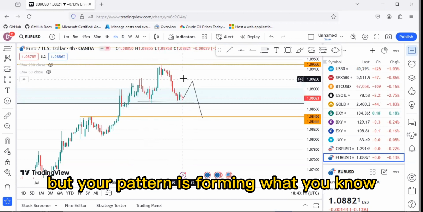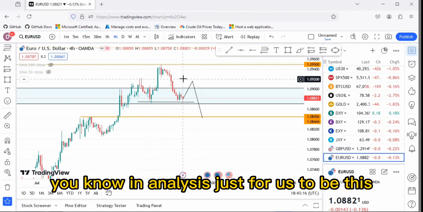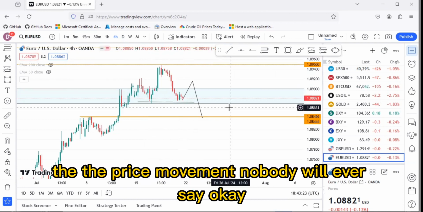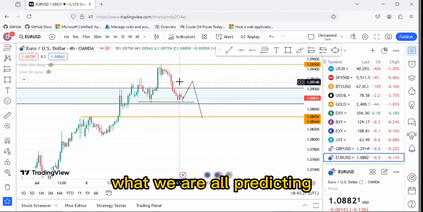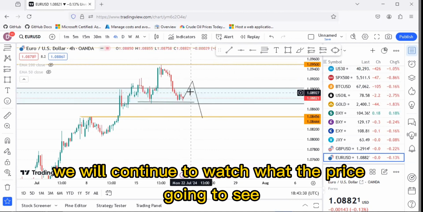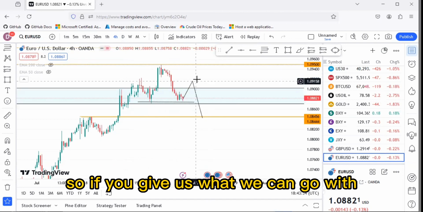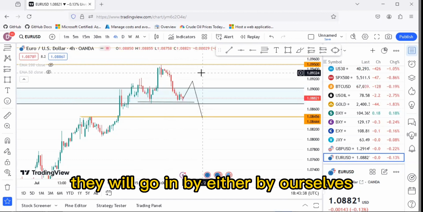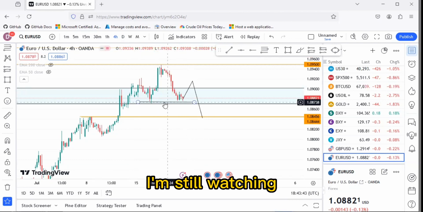I would like to let you know that what we are doing in analysis is just to predict what will happen, the price movement. Nobody will ever say, okay, this will actually happen, but we are all predicting. So we'll continue to watch what the price is going to do by the time the market is open. If it gives us the opportunity that we are looking for, then we'll go in for either buy or sell. But at this particular point on Euro USD, I'm still watching.